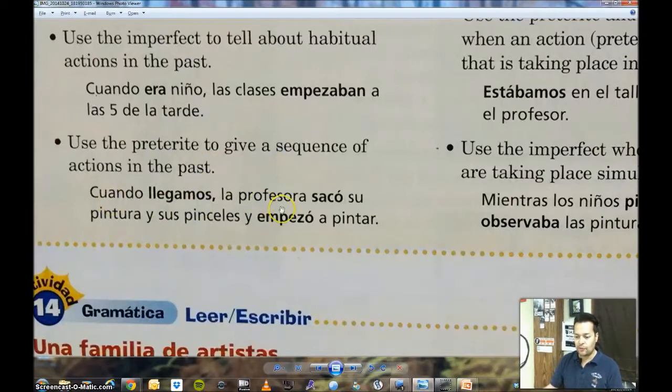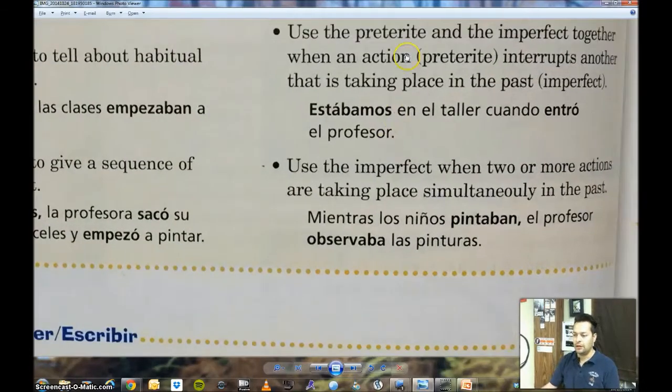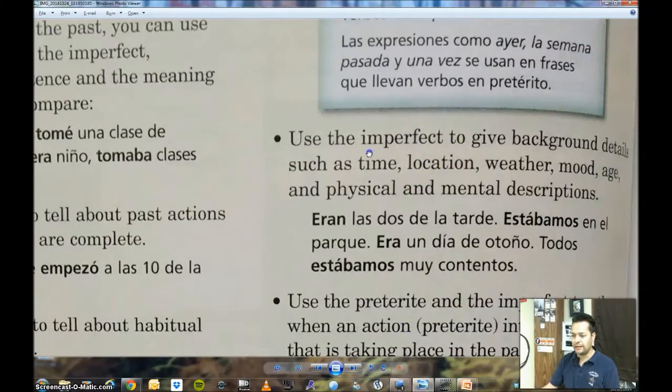Cuando llegamos, la profesora sacó su pintura y sus pinceles y empezó a pintar. All of these verbs are in the preterite, but they're all one after another. That's when you would use the preterite tense. Okay, moving our way back here.